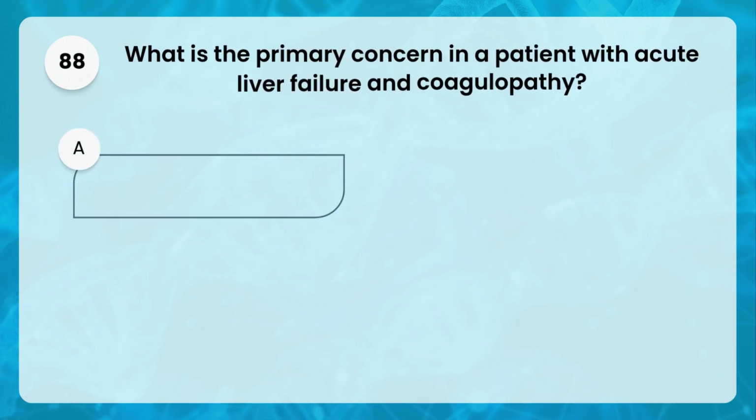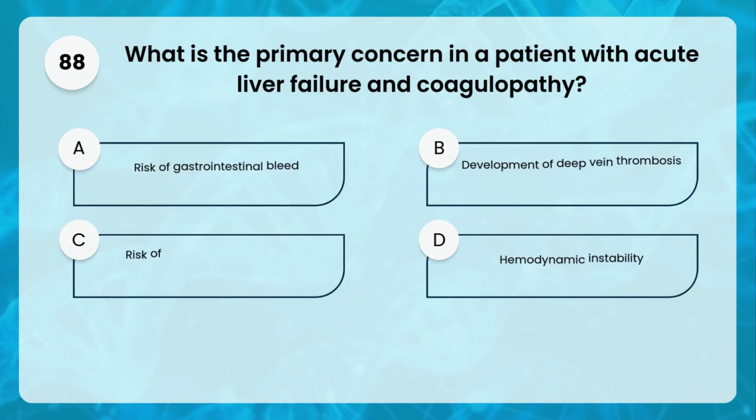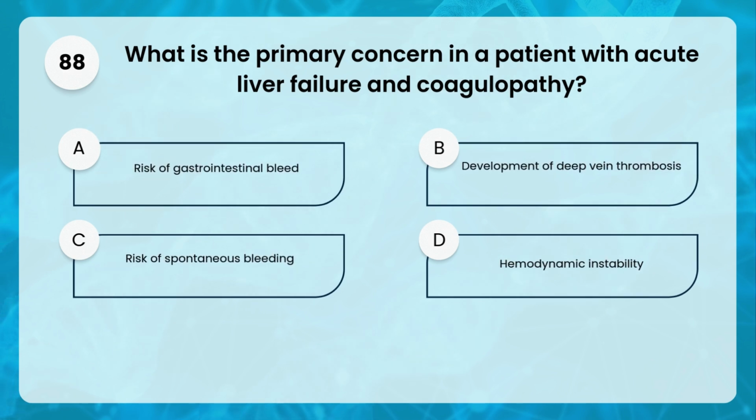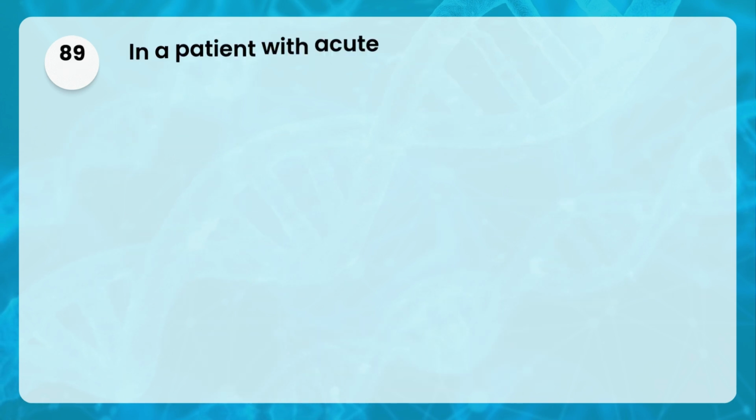Number 88. What is the primary concern in a patient with acute liver failure and coagulopathy? A. Risk of gastrointestinal bleed. B. Development of deep vein thrombosis. C. Risk of spontaneous bleeding. Or D. Hemodynamic instability. The answer is C. Risk of spontaneous bleeding.